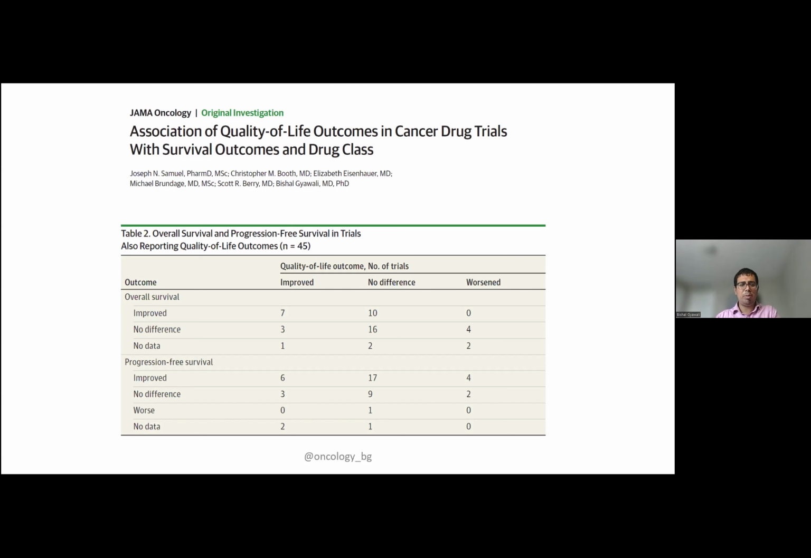But you cannot say the same about progression-free survival. Here you can see that there were 4 instances in which the drug improved PFS but worsened quality of life. Among the 6 trials that showed worse quality of life, 4 of them in fact improved progression-free survival. So progression-free survival is a very bad surrogate here. And just by seeing that the PFS has improved, you cannot say that the quality of life will improve. In fact, it can even worsen.